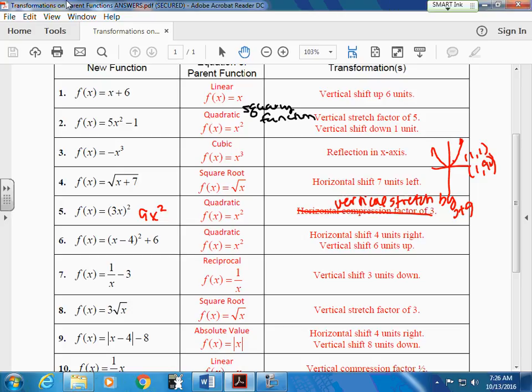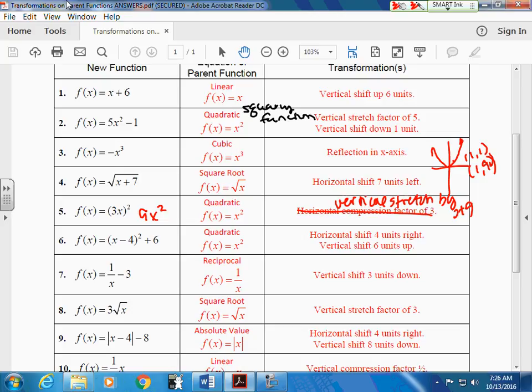This one, your squaring function is your parent graph. Inside the parentheses first, go to the x. What's going to happen to the x? It's going to subtract 4. So this is the one it's going to hit first. It's going to go the opposite way, horizontal shift to the right 4 units. Make sure I see horizontal shift. Then up here, what does the +6 do? Vertical shift up 6 units.